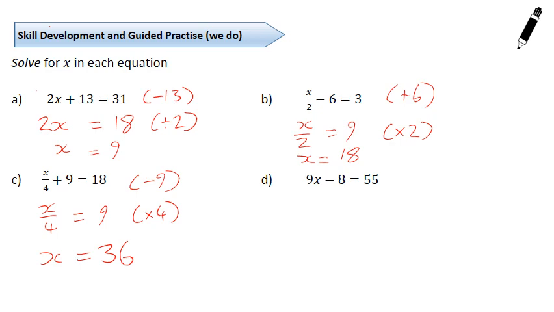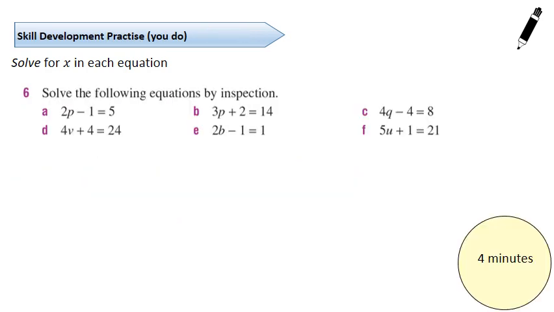Okay, and the last one here, we've got a minus 8, so we're going to add 8 to both sides. 9x equals 63. To get rid of that 9, divide both sides by 9. x equals 7. Okay, pause the video here and have a go at doing these in your book. Replay the video when you're ready for the answers.